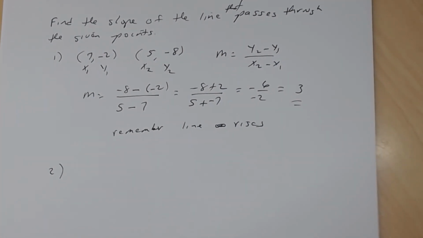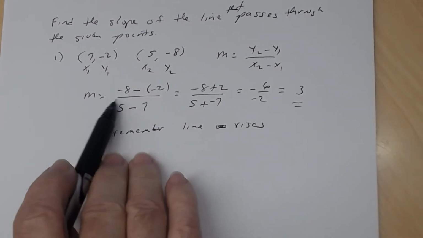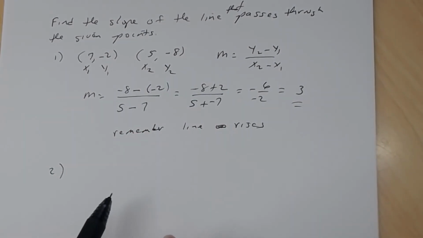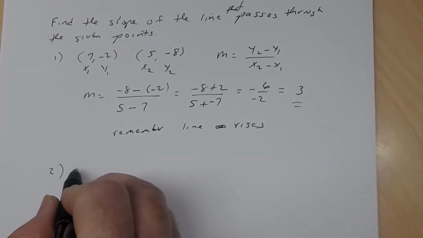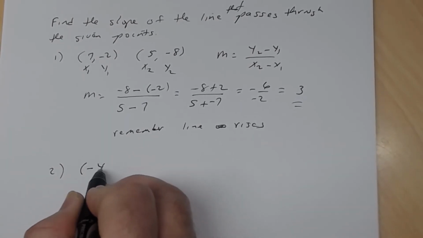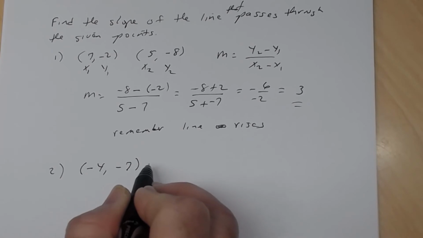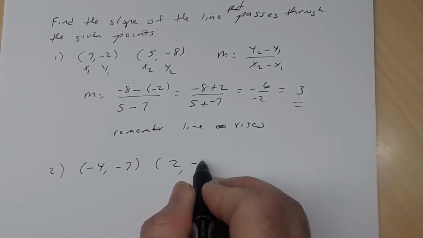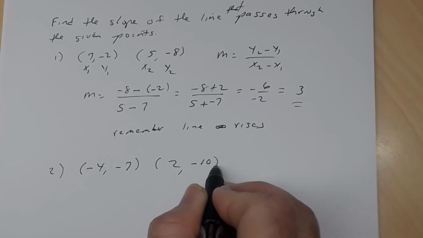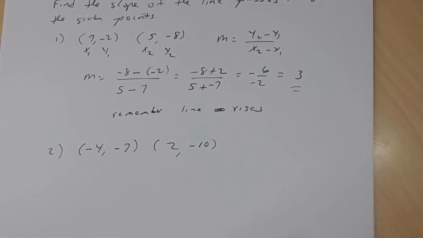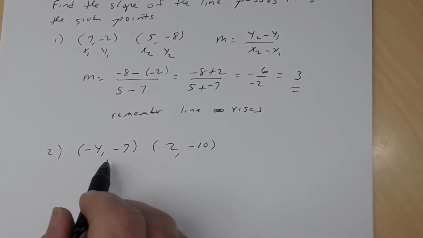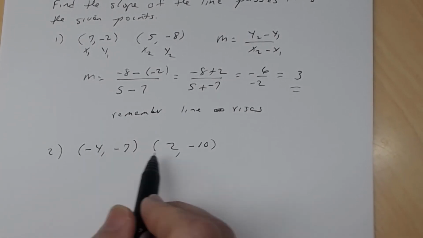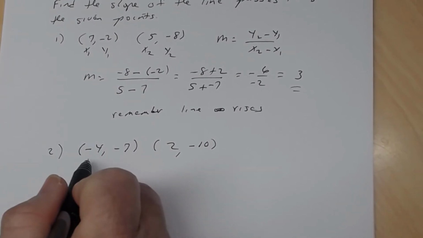It's not that difficult. All you do is label. It helps if you label these like I just did, and you put it into the formula. So number 2, suppose we had (-4, -7) and (2, -10). I'm making this up. Again, we want to find the slope of the line that passes through these 2 points.